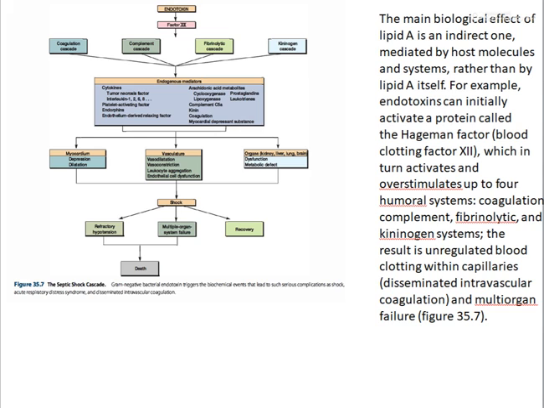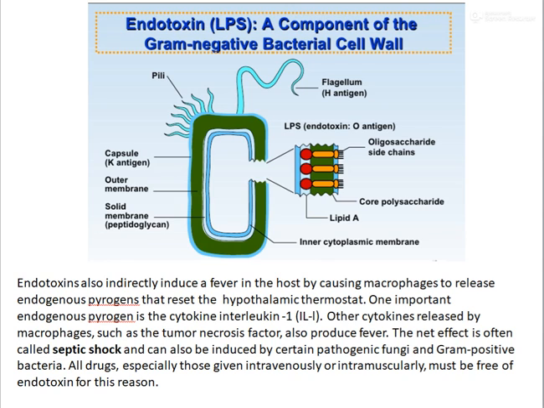Now, this is a schematic representation of how the next one, the endotoxin, works. We have already spoken about the exotoxins. Now let's move on to the endotoxins. The most important endotoxin is the lipopolysaccharide. I guess you recollect that it is a part of the outer membrane of gram-negative organisms.